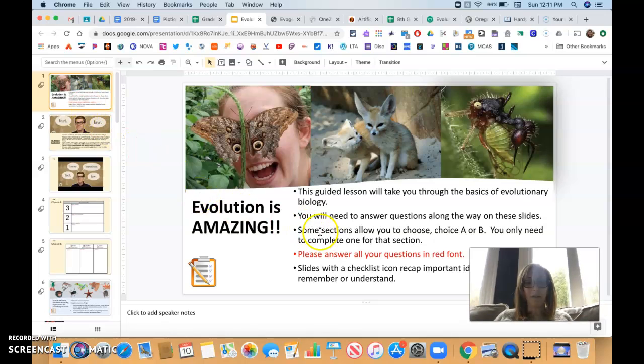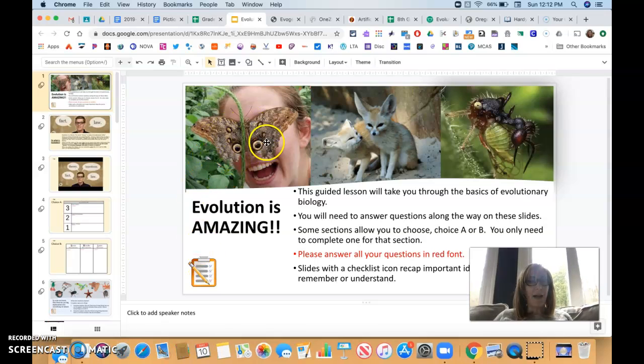And so if you look here, what we've got is kind of the lowdown of that, where anything that you see in red is meant to be something that you're supposed to answer. Anything that you see a checklist on is something that you just want to read through the content and the information. There's also going to be some choices as you go through on a couple of the slides where you can do A or you can do B, but you don't have to do both.